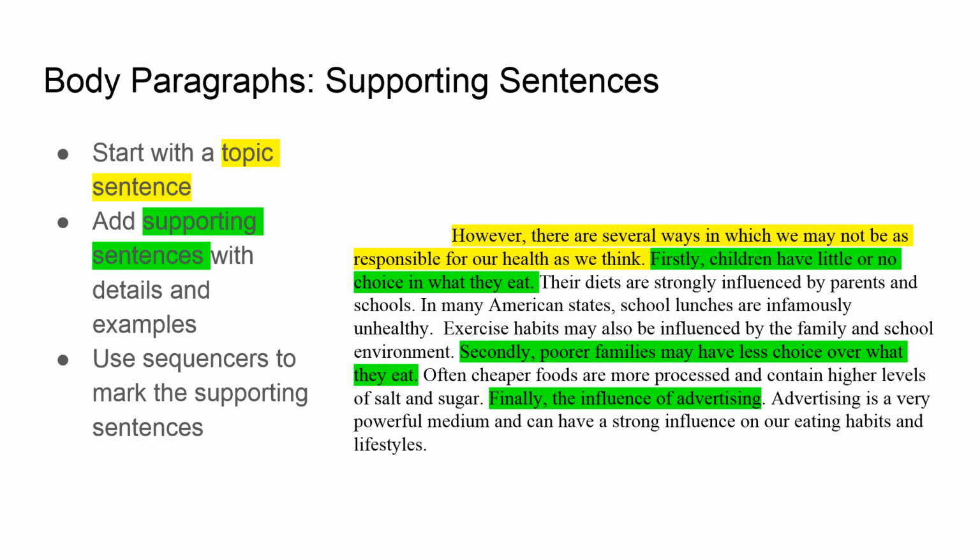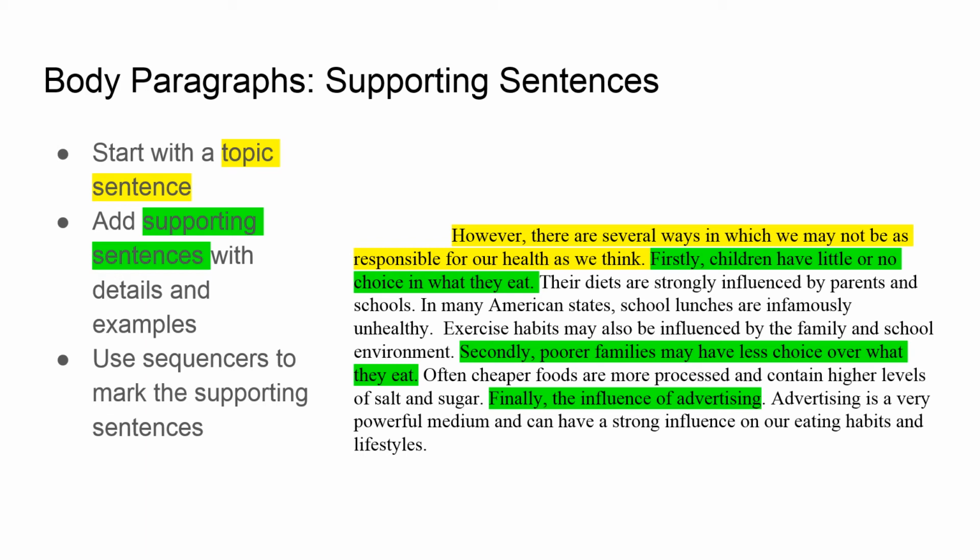Firstly, children have little or no choice in what they eat. So this is our first support sentence. And then there's some details. Their diets are strongly influenced by parents and schools. In many American states, school lunches are infamously unhealthy. Exercise habits may also be influenced by the family and school environment.